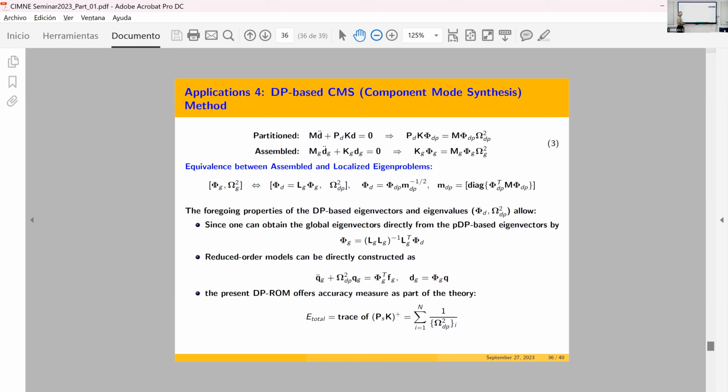This one is maybe Javier might be interested. Again, the correspondence between the assembled system and partitioned system is such that, without having to go through all the details, we can have a reduced order model with the corresponding error. In other words, we don't go through substructural eigenvalues and assemble and all that. We do an eigenvalue problem, we choose a number of modes. We know exactly what those global mode shapes are. And we also know what accuracy you're going to get.